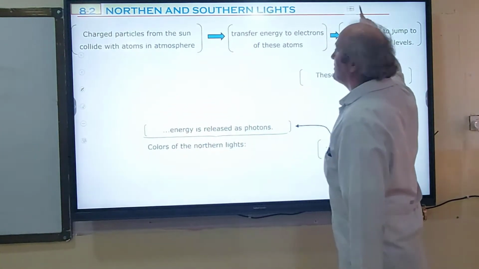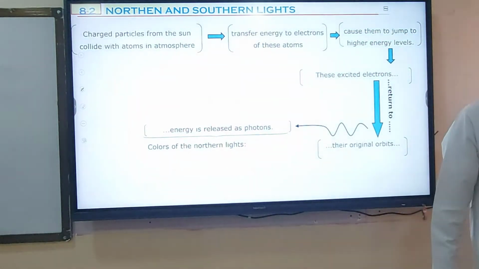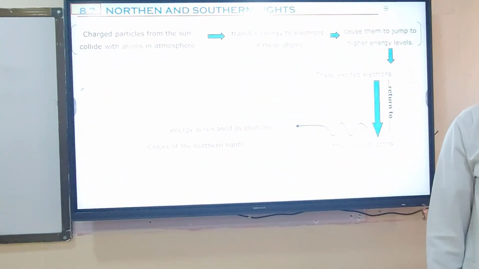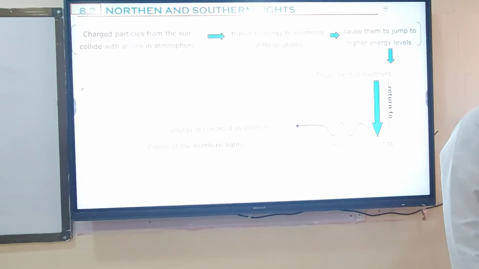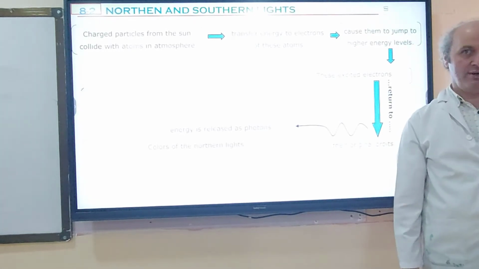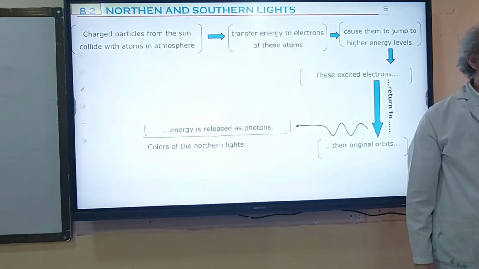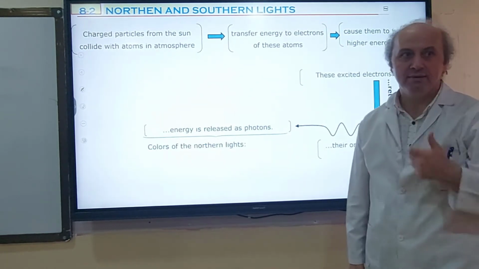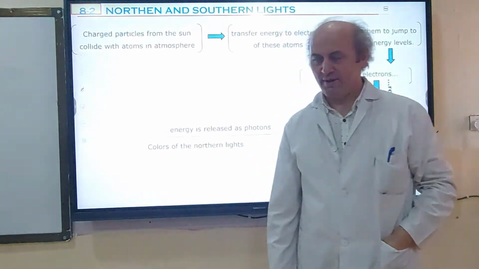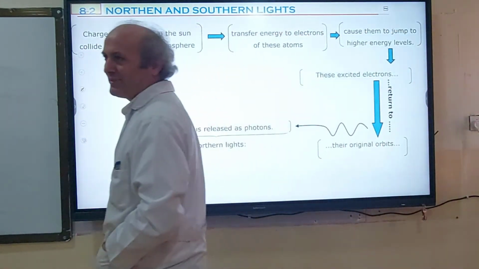Last title of this section: northern and southern lights, auroras. Auroras are only observed at the poles. Why are they observed at the poles? Did you ever think about this? Okay, let's learn that.